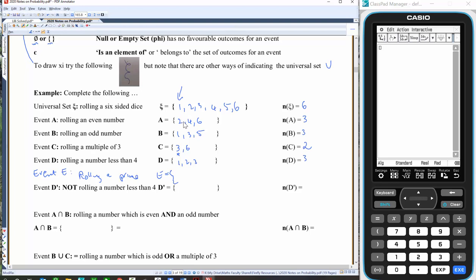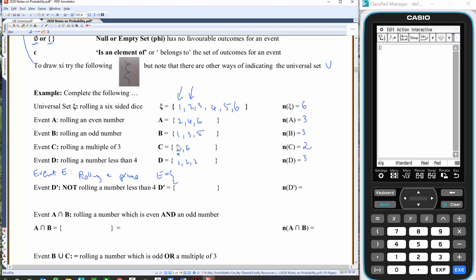My son came home the other week or a couple of months ago from school and said his teacher said that 1 was a prime number. And I had to really grit my teeth over that one and then explain to him that it isn't. 1 is not a prime number.